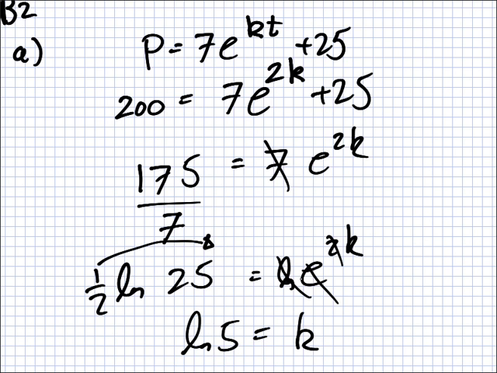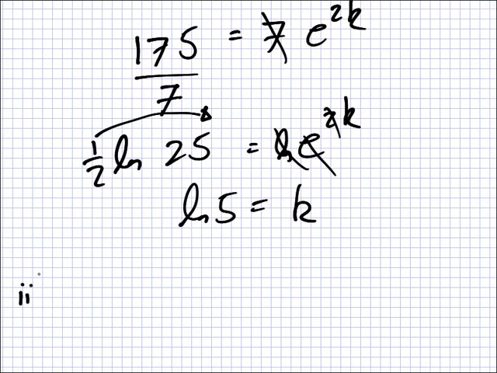Continue? So I said log radical 175 over 7. No. Why? Oh, you kept the 175 over 7 as one fraction. That's fine. Continue.